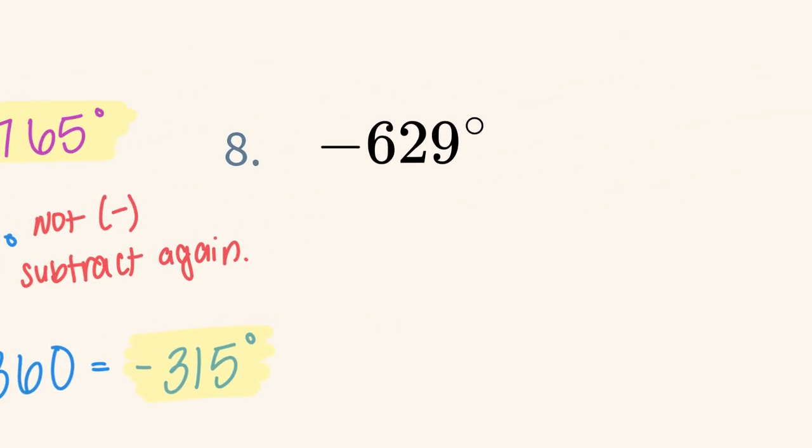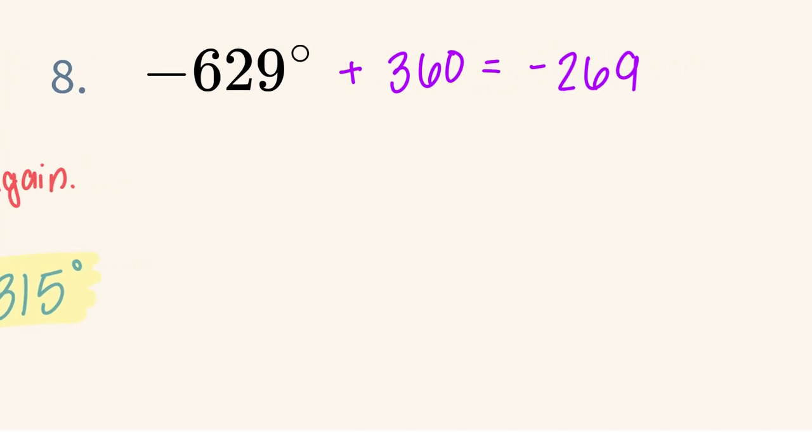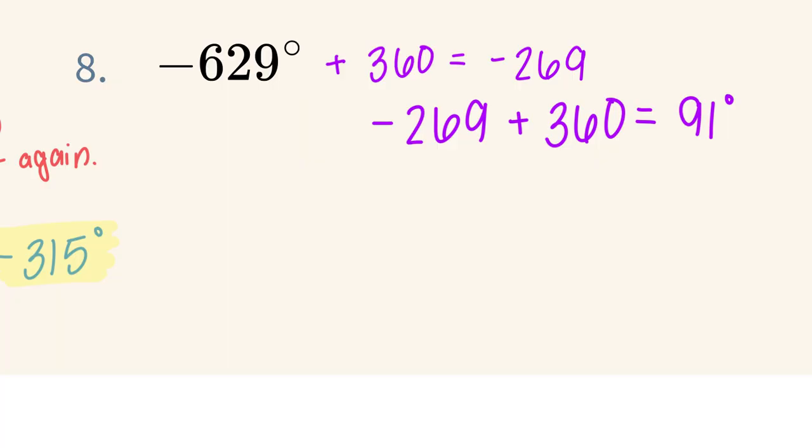All right, going ahead and looking at number 8. Same thing here, following the same steps. I need a positive, so I'm going to add 360. If I add 360, I'm still going to have a negative number, negative 269. So I have to add one more time. I'm going to take that negative 269 and add 360. I'm going to end up with 91 degrees, which would be my answer for this one. This is a positive coterminal angle.